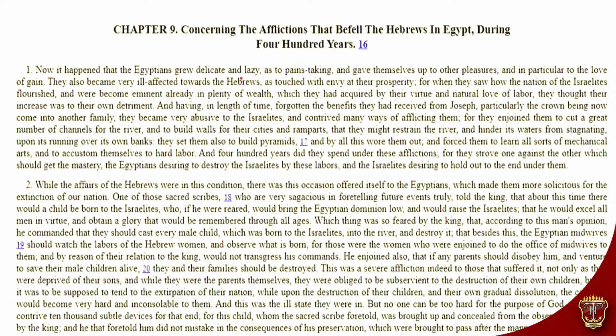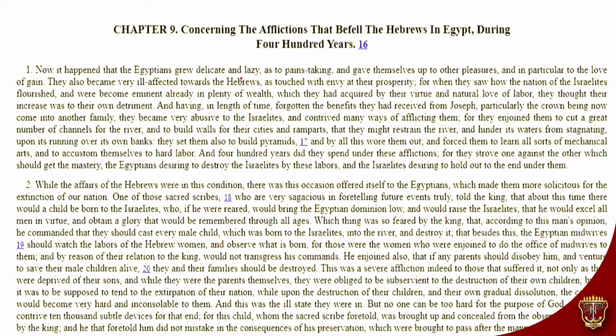Excuse me, verse 15. And the king of Egypt spake to the Hebrew midwives, of which the name of the one was Shiphrah, and the name of the other Puah. And he said, when ye do the office of a midwife to the Hebrew women, and see them upon the stools, if it be a son, then ye shall kill him. But if it be a daughter, then she shall live.